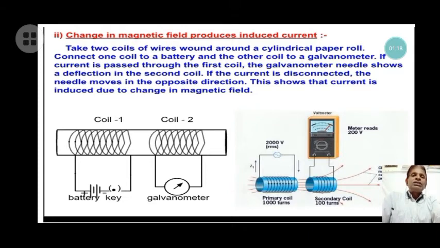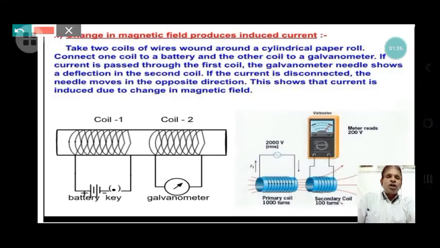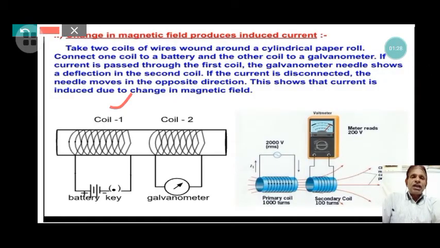Take two coils of wire wound around a cylindrical paper: coil 1 and coil 2. Coil 1 is called the primary coil and coil 2 is called the secondary coil. Connect one coil to the battery. The primary coil is connected to the battery and the secondary coil is connected to the galvanometer.